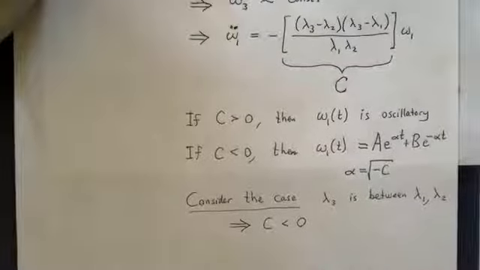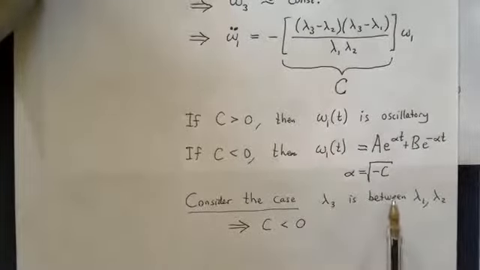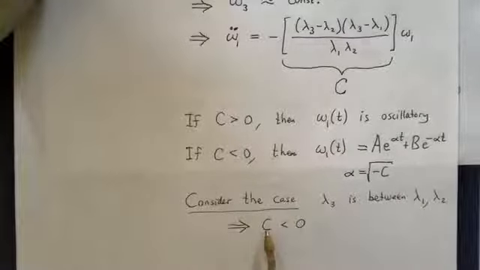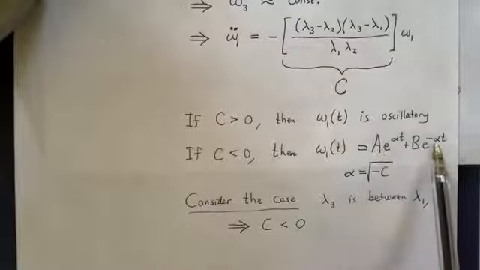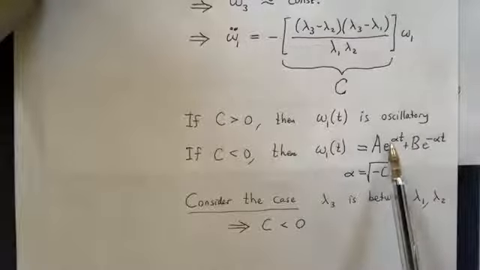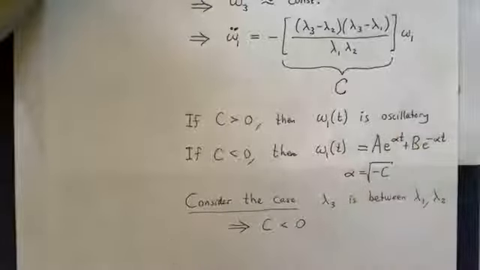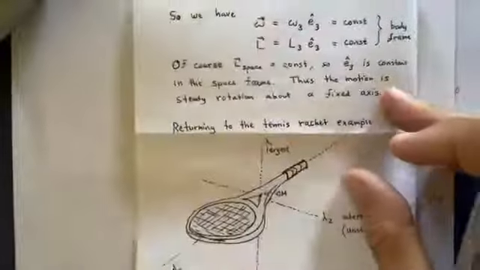So in summary, what we have shown, if lambda 3 is the intermediate eigenvalue, if it's between the other two, then the capital C is less than 0. And then we have this scenario here, the exponential growth and the exponential decay. All right. In the other cases, we have this scenario, the oscillatory. Okay. And so to summarize here, we have the picture of the tennis racket.